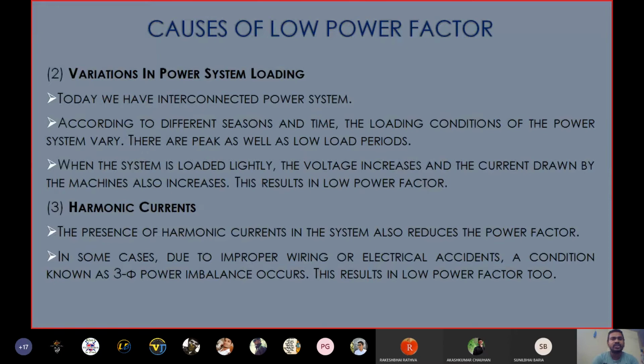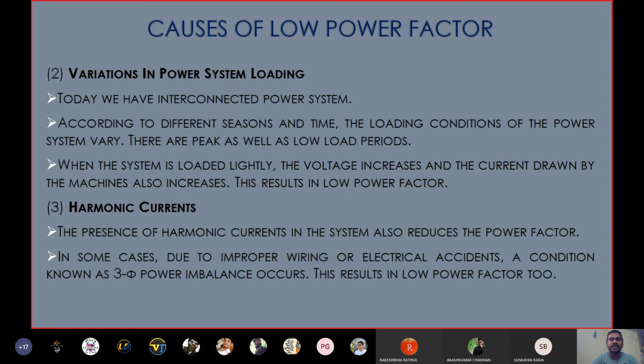Now next is the variations in power system loading. Today we have an interconnected system. According to different seasons and time, the loading condition of the power system varies. In summer the power demand is more, in winter the power demand is less. As the time or season changes, the loading conditions of the power system vary. There are peak as well as low load periods.